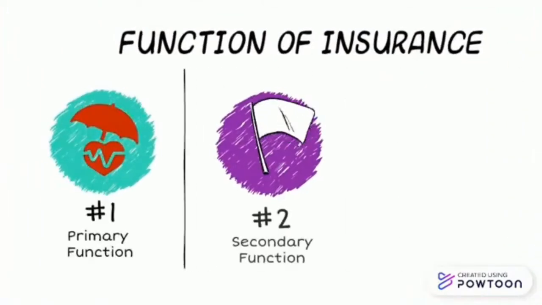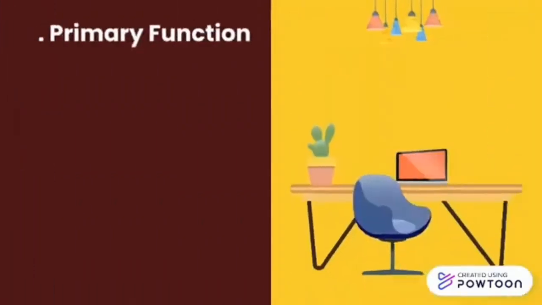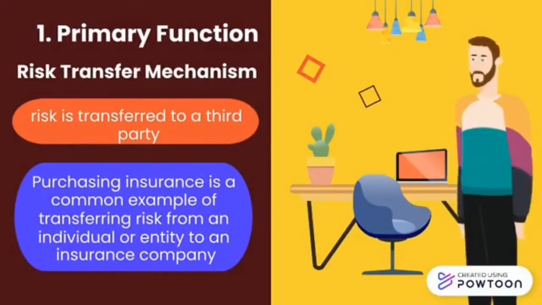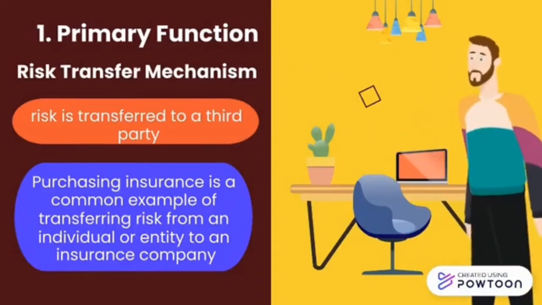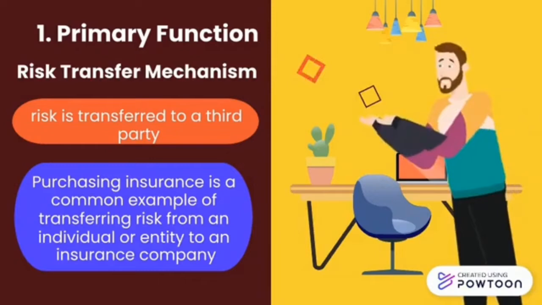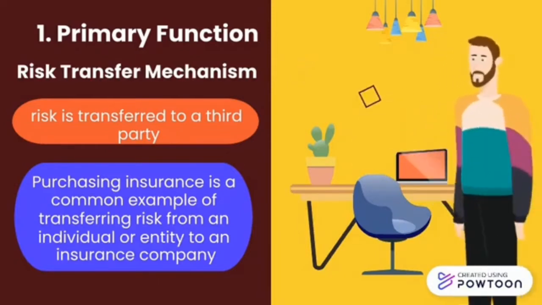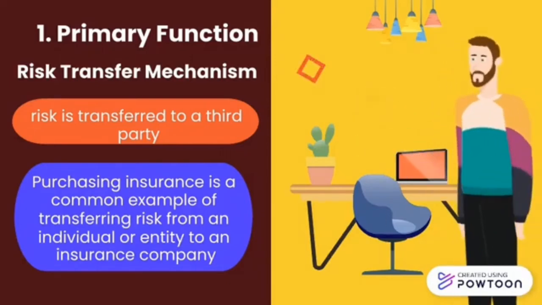Functions are divided into three categories, which are primary, secondary, and indirect function. Primary function consists of a risk transfer mechanism. It means we can transfer risk to a third party. For example, when we purchase insurance, it means transferring risk from an individual or entity to an insurance company. Another example, when we go to hospital because of an accident, we can claim insurance to pay for our medical bill and things that are related.